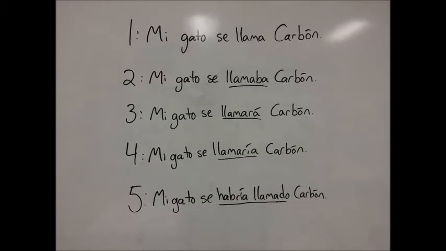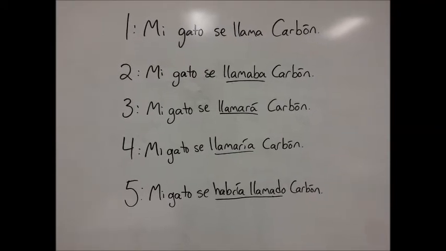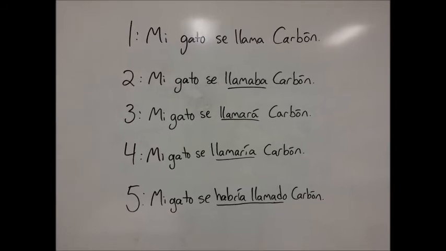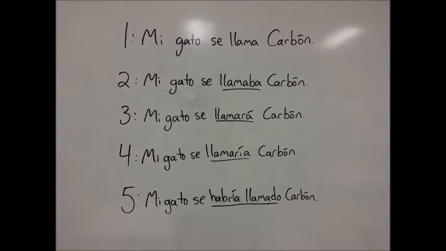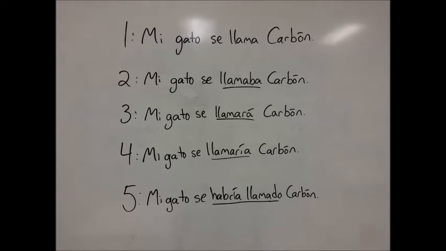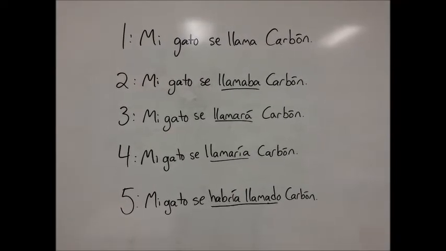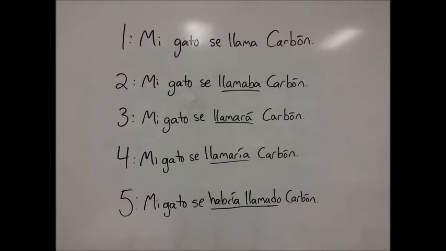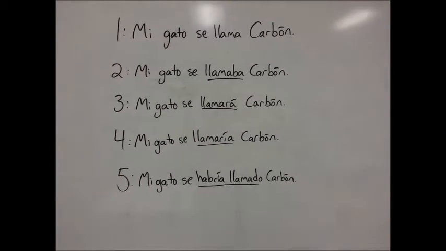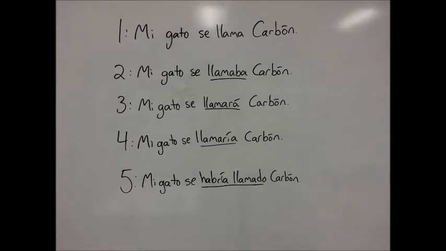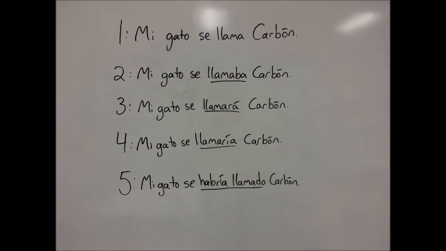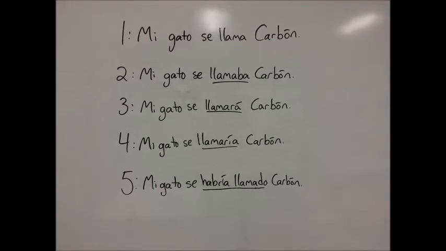And last but not least, we have cinco punto punto, el pasado imposible. It goes, mi gato se habría llamado Carbón. But el pasado imposible doesn't actually exist. So maybe I have a cat, but I decided to name him Fred. Cinco punto punto is saying that my cat would have been named Carbón, but either I didn't have a cat or I decided to name him something else.